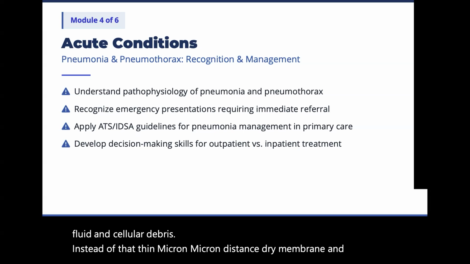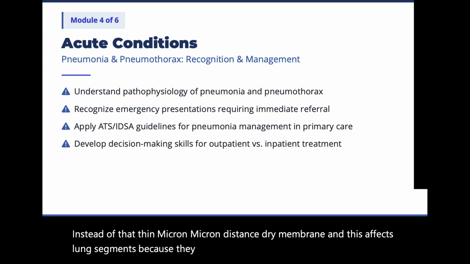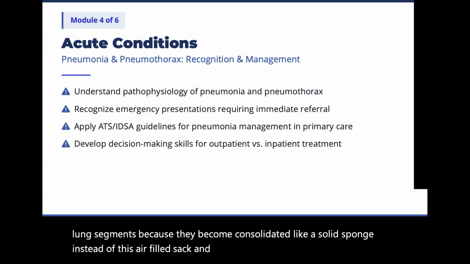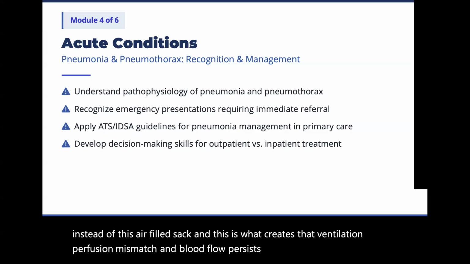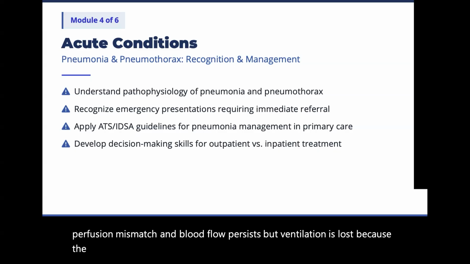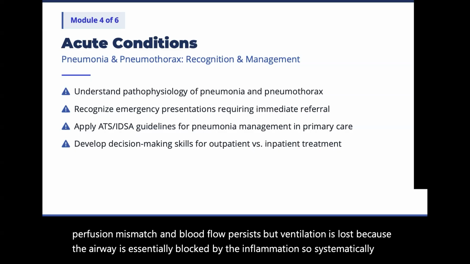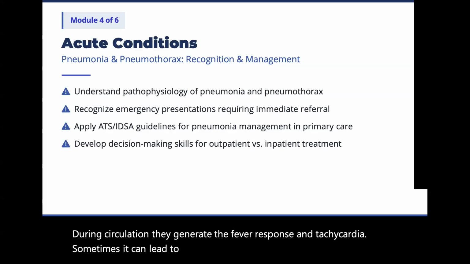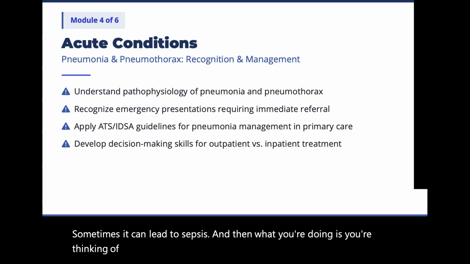And this affects lung segments because they become consolidated, like a solid sponge instead of an air-filled sac. And this is what creates that ventilation-perfusion mismatch. Blood flow persists, but ventilation is lost because the airway is essentially blocked by the inflammation. Systemically, inflammatory mediators are entering circulation. They generate the fever response and tachycardia. Sometimes it can lead to sepsis. And so you're thinking of pneumonia as an oxygen diffusion problem caused by some inflammatory barrier.